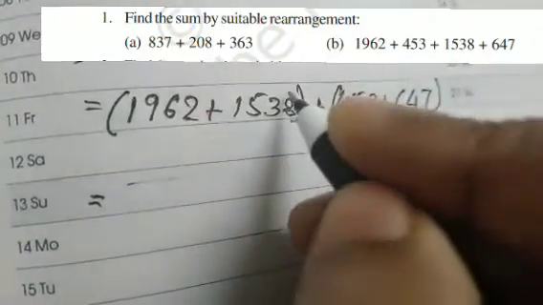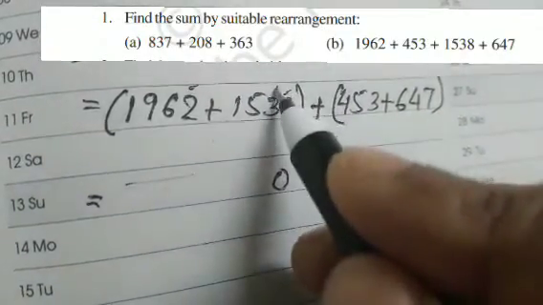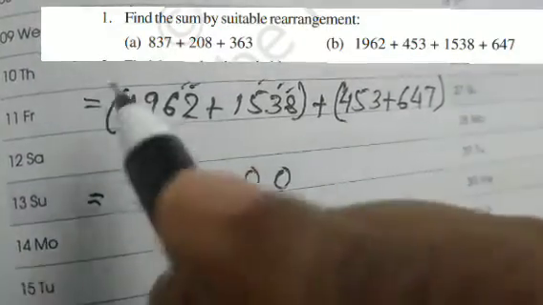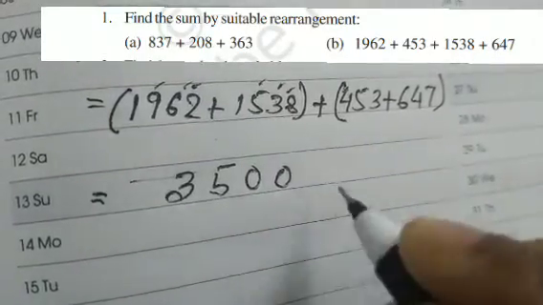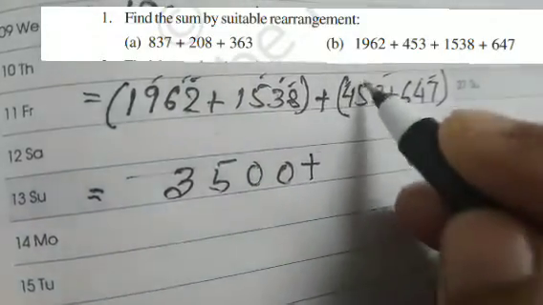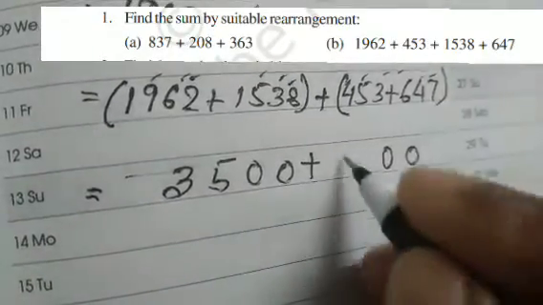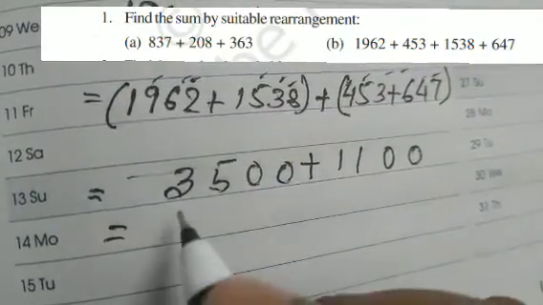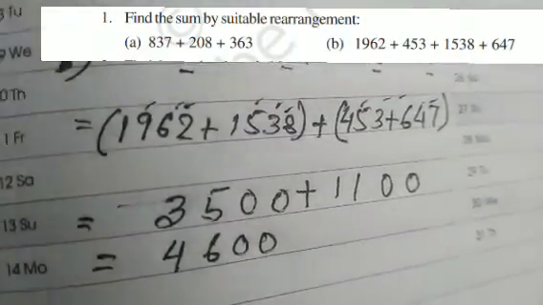So 8 plus 2 gives 10 and a carry 1. 3 plus 1, 4 plus 6, 10, carry 1. 5 and 1, 6, 6 plus 9, 15. 5 carry 1. 3, 5, 0, 0 plus 7 plus 3, 10, carry 1. 6 plus 4, 10, carry 1. 7 plus 4, 11. Now you see how easy it becomes. So it is equal to 4600. That is my answer, 4600.